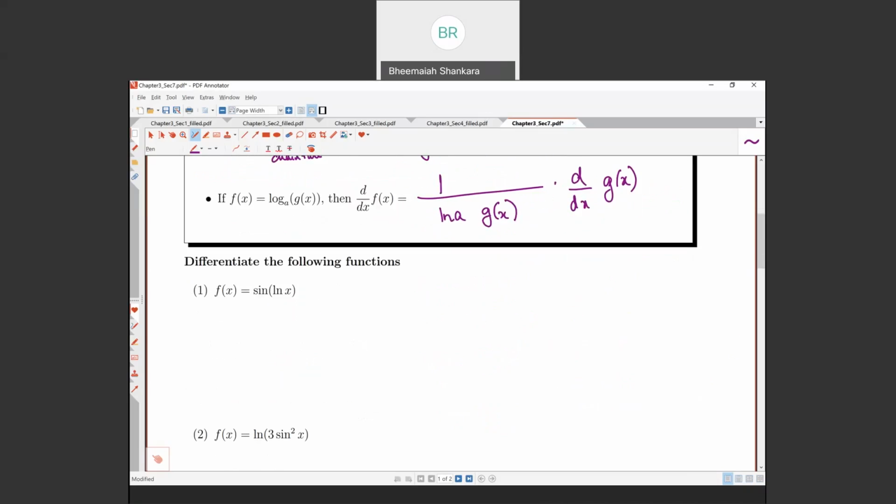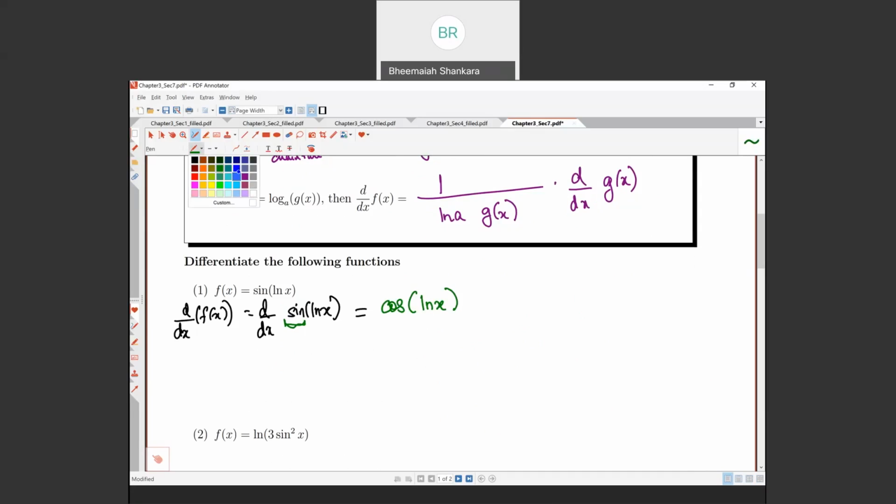So let's do this example. The function is sine of natural log of x and we want to derive this function. So the derivative of f of x, the given function, is the derivative of the function sine of natural log of x. Derivative of the sine function, you read the sine function first. Derivative of sine function is cosine function, the outer function. So we're going to write cosine of natural log of x.